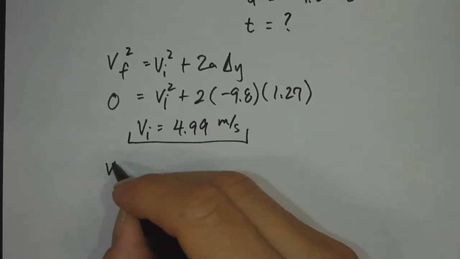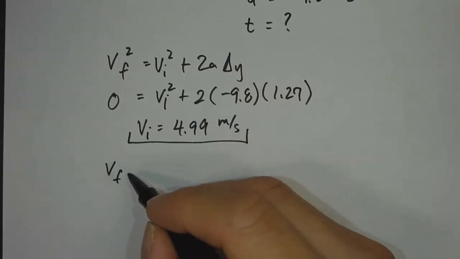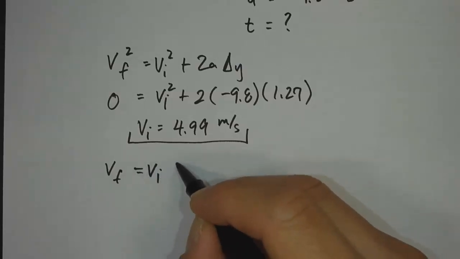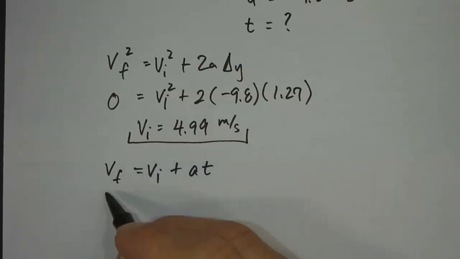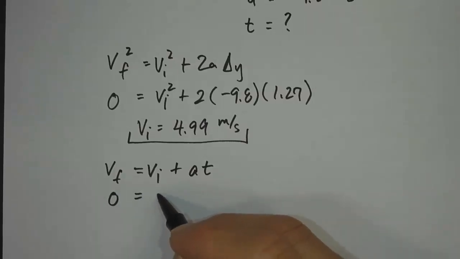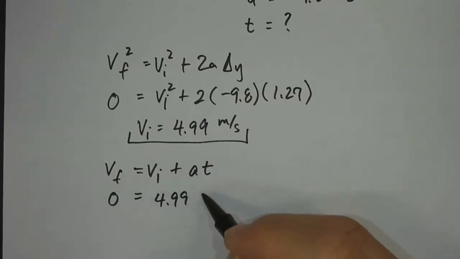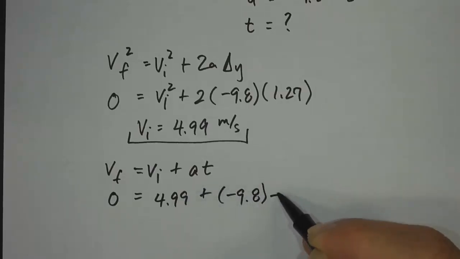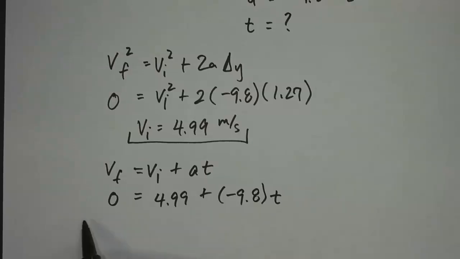Now I'm going to use my equation to solve the time. So I can use this one, Vf equals Vi plus AT. The final velocity is 0, that's the peak height. Initial is 4.99, we just solved that, plus a negative 9.8 times t. Move the 4.99 to the left, the negatives cancel out, divide 9.8 on both sides, and we get that the t is going to be 0.51 seconds.